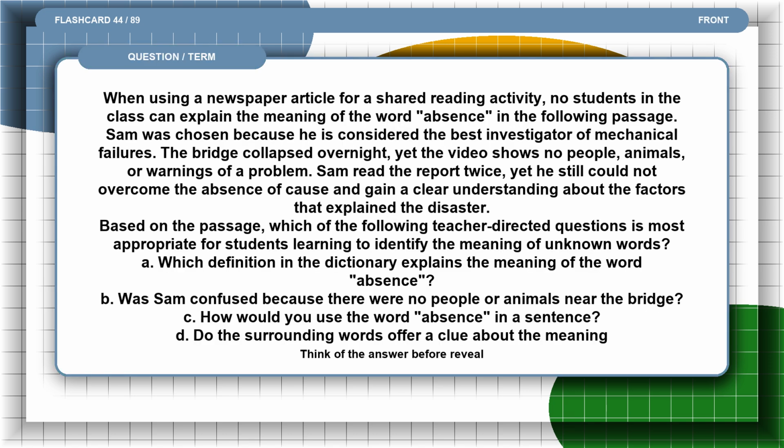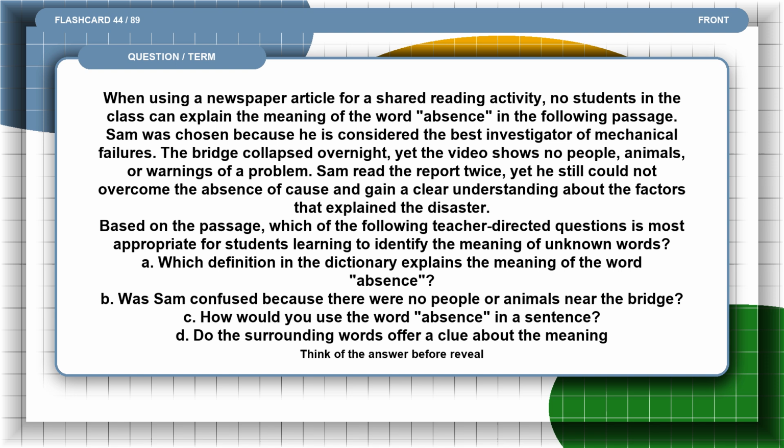When using a newspaper article for a shared reading activity, no students in the class can explain the meaning of the word absence in the following passage. Sam was chosen because he is considered the best investigator of mechanical failures. The bridge collapsed overnight, yet the video shows no people, animals, or warnings of a problem. Sam read the report twice, yet he still could not overcome the absence of cause and gain a clear understanding about the factors that explained the disaster.